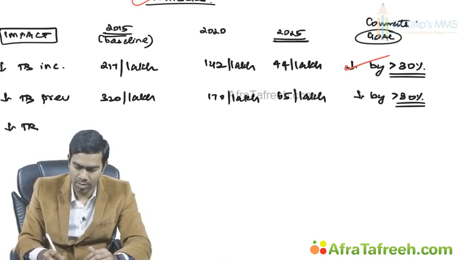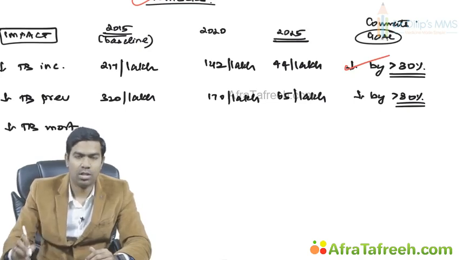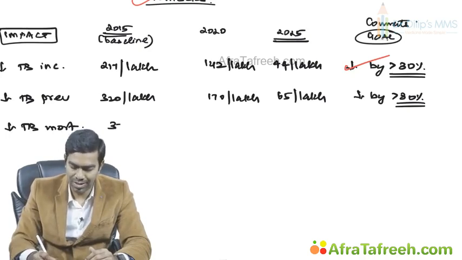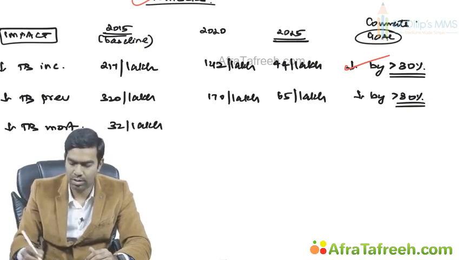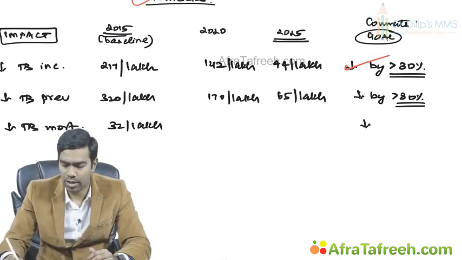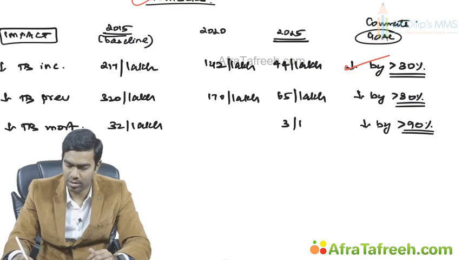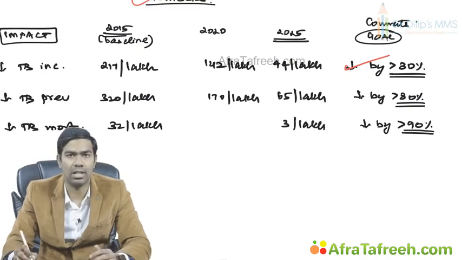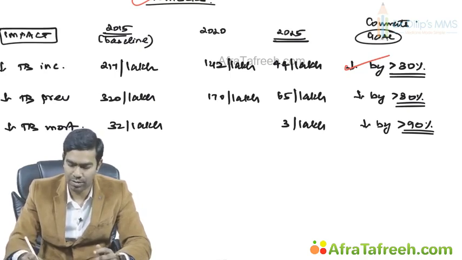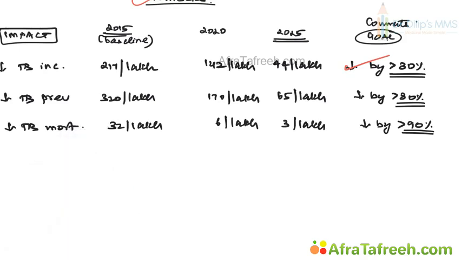Similarly, you have to reduce the TB mortality. TB mortality in 2015 was 32 per lakh population, and the goal is to reduce this by at least more than 90% by 2025. By this, you should reach a target of less than 3 deaths per lakh population due to tuberculosis. In 2020, it will be 6 per lakh. That will be the goal.